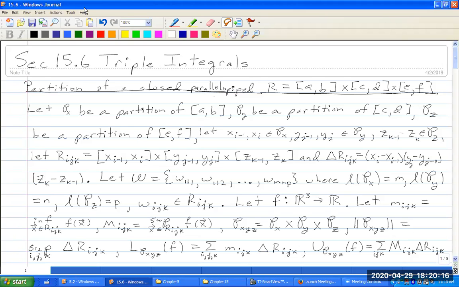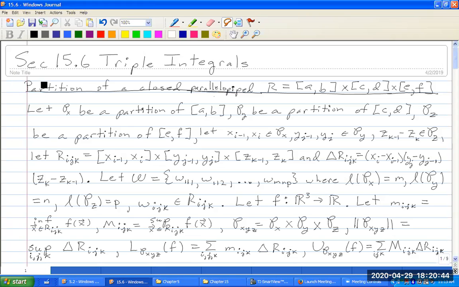14.6, triple integrals. So these are going to be very similar to what we did back when we looked at double integrals. I first looked at integrals with one variable. Then I did double integrals. So a single integral, double integral. Now we'll look at a triple integral.